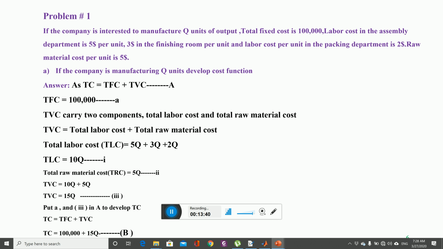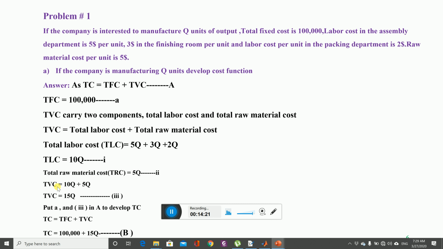When we add them together, 5Q plus 3Q plus 2Q, we find 10Q as the total labor cost. 10 is the per unit labor cost in all departments, and Q is the number of units, so 10Q represents the total labor cost to manufacture Q units. Now the total raw material cost. The raw material cost per unit is $5, but the company is manufacturing Q number of units. 5Q is the total raw material cost.